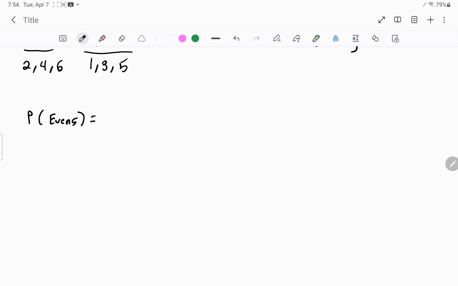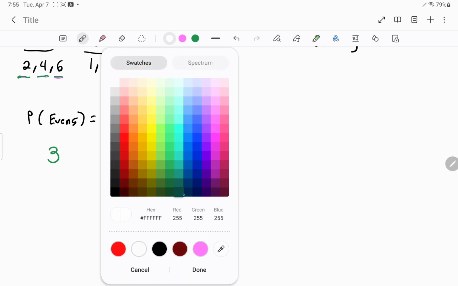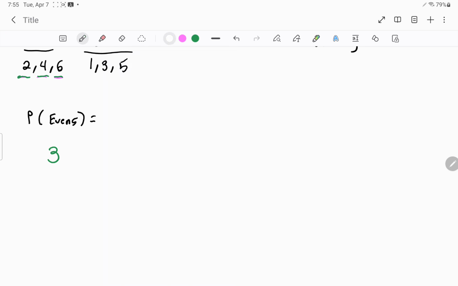You're going to have to count how many outcomes you can get. In other words, 1, 2, and 3. We have 3 different even numbers, so that number is going to go on the top. Let me pick a darker color, green. So it's going to be 3, and the total number of outcomes is always going to be on the bottom. Let me go ahead and put that always in this color.